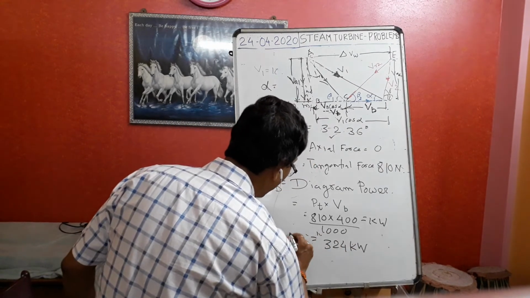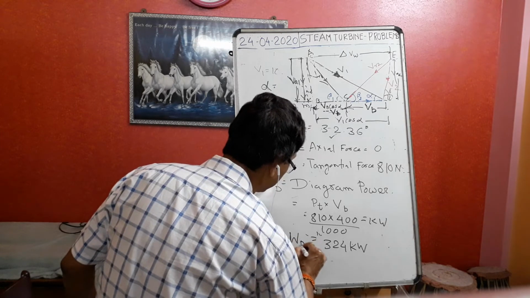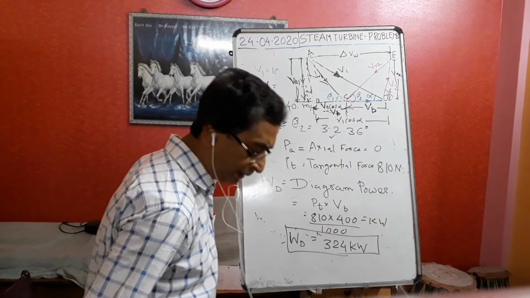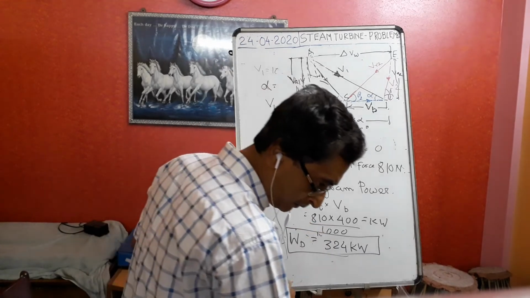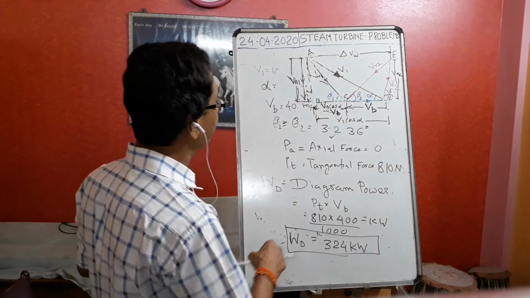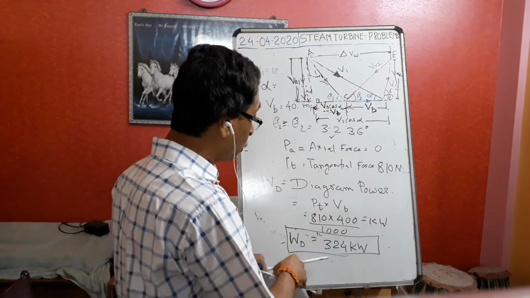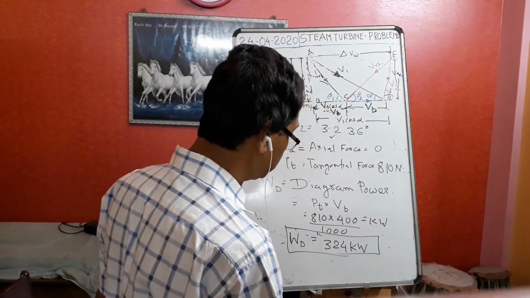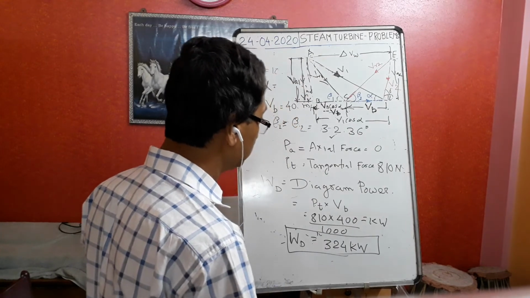That means that is a power, WD dot. This is called diagram power. So diagram power has come how much? 324 kilowatt. That means this turbine has produced at this stage 324 kilowatt. So diagram power I have found out.